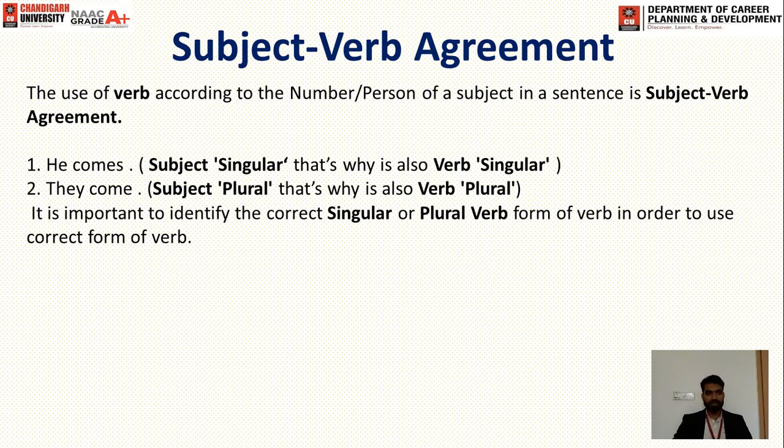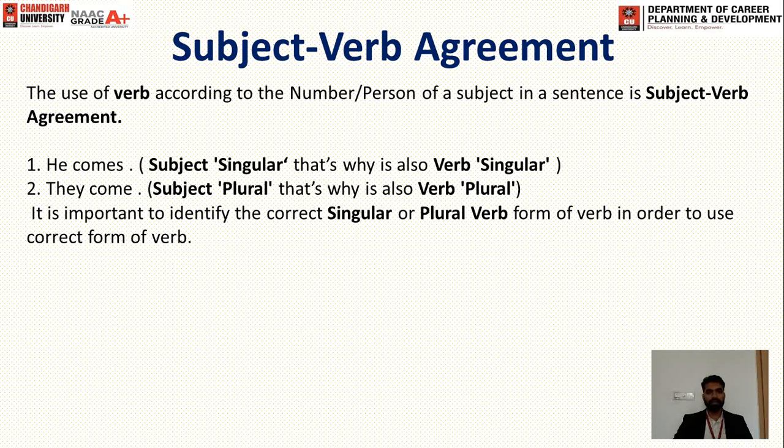The thing is, at times there are certain rules we need to abide by whenever we are solving this sort of exercise, this sort of questions. So let's start with the basics first, and then gradually we'll move on to the rules covering this particular topic. So here's example number 1, he comes. So the subject is singular, that's why the verb is also singular. They come, the subject is plural, and that's why the verb is also plural.